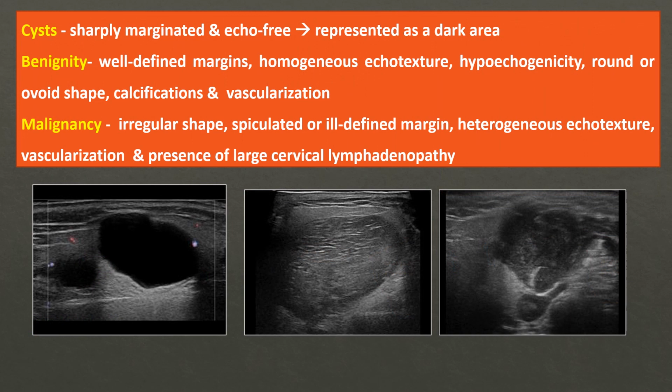Cysts are generally seen as sharply marginated, echo-free, and represented as a dark area. This is the cyst of the salivary gland. A benign tumor appears with well-defined margins, homogeneous echo texture, and hypoechogenicity. They can be round or ovoid in shape, and calcification and vascularization can be appreciated. Whereas a malignant tumor has an irregular shape, spiculated or poorly defined margins, heterogeneous echo texture, vascularization, and presence of large cervical lymphadenopathy.